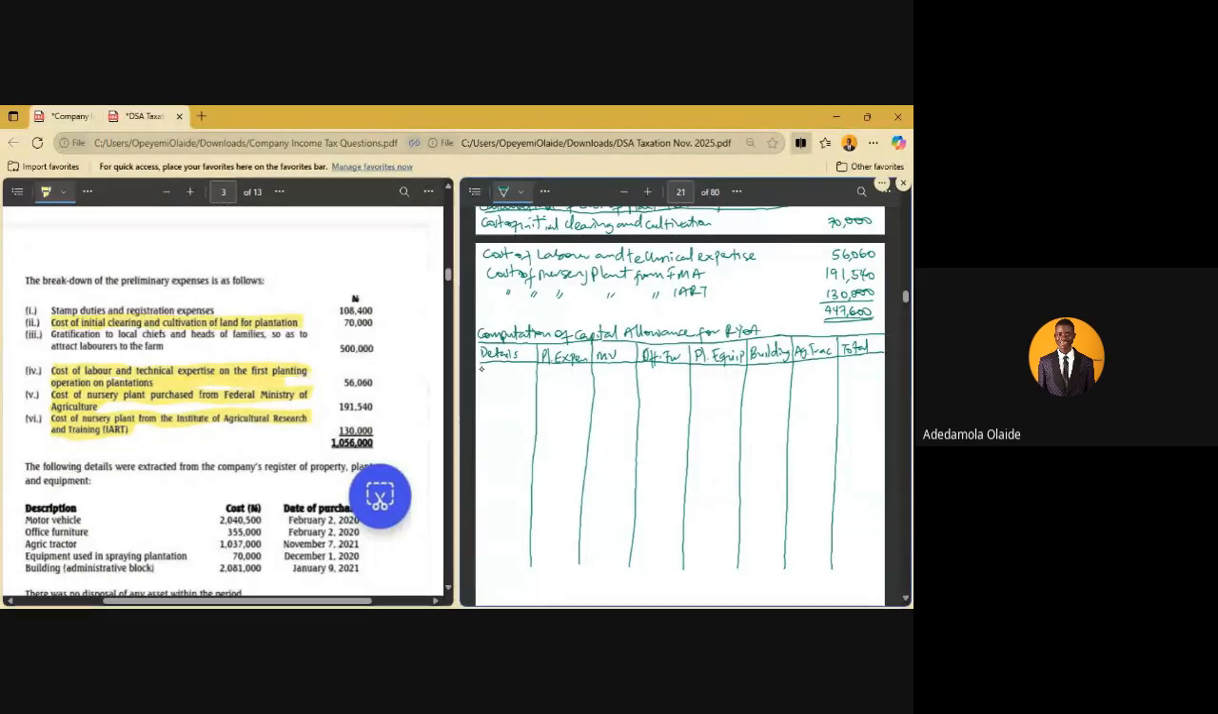So you can now say, the rates. What are the rates? Plant and machinery.